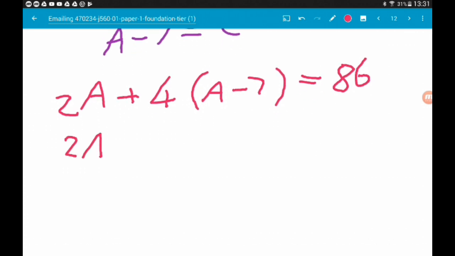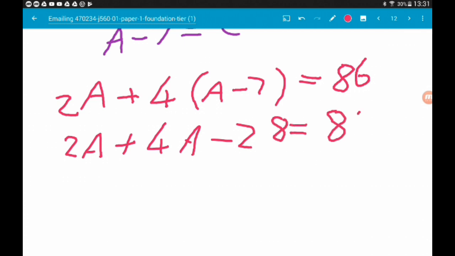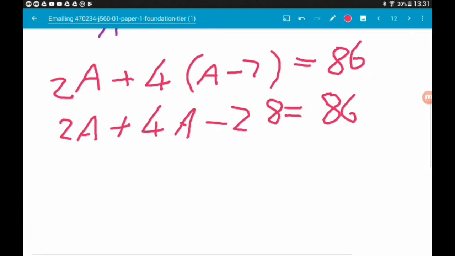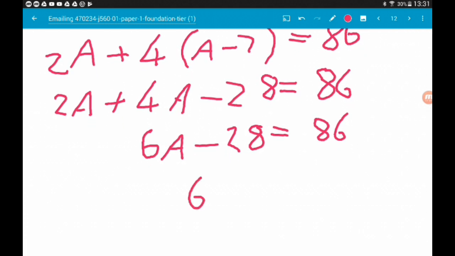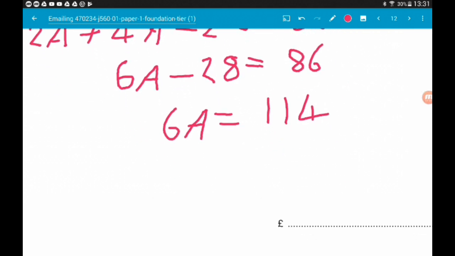So we've got 2A add 4A minus 28 is equal to 86. So 2A add 4A gives us 6A minus 28 is equal to 86. If we add 28 to both sides, we get 6A is equal to 114. And then finally, if we divide by 6, A is equal to 19.